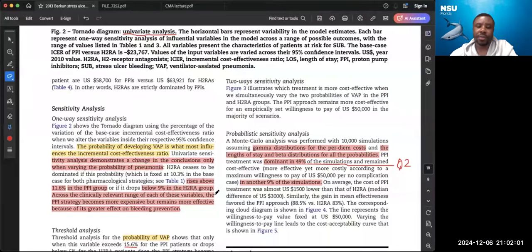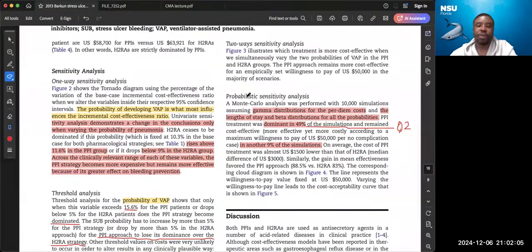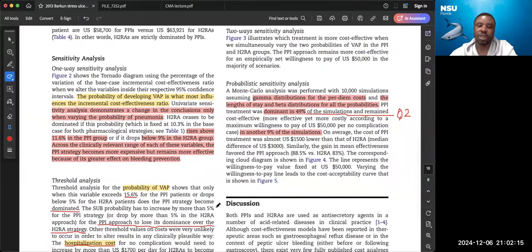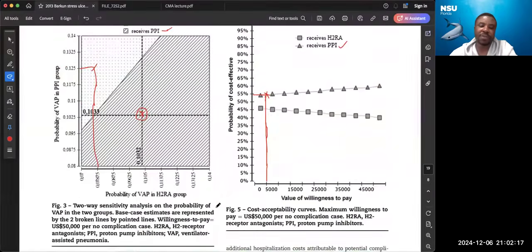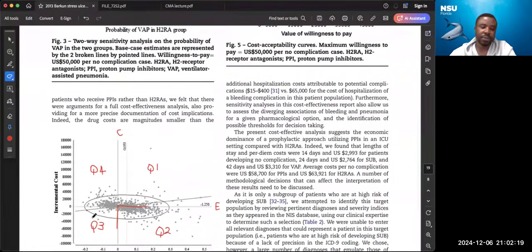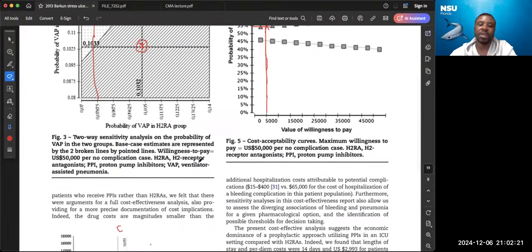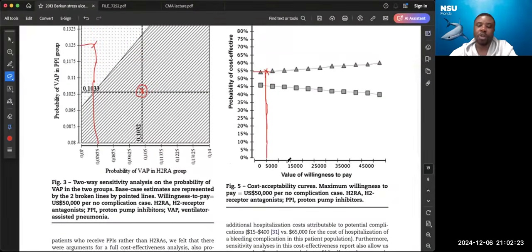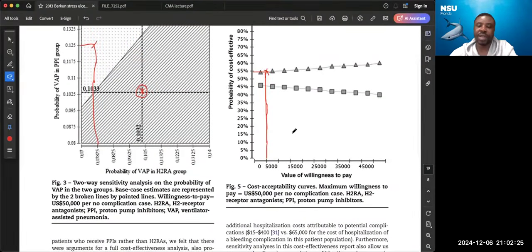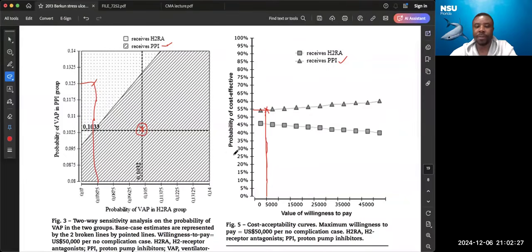They also did probabilistic sensitivity analysis. In this case, they did the incremental cost effectiveness plane, and this is the incremental cost effectiveness plane here. They also did cost acceptability curves, and this is the cost acceptability curve.